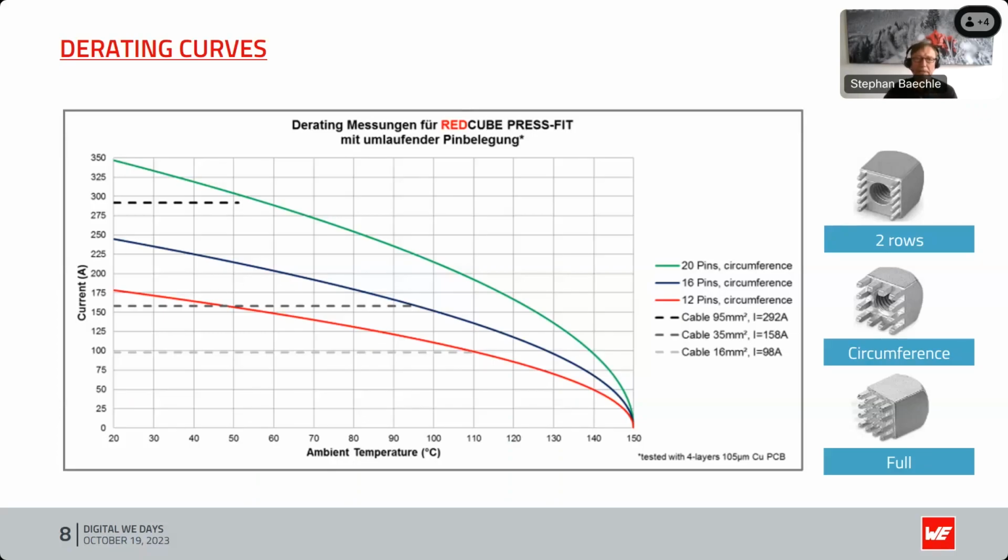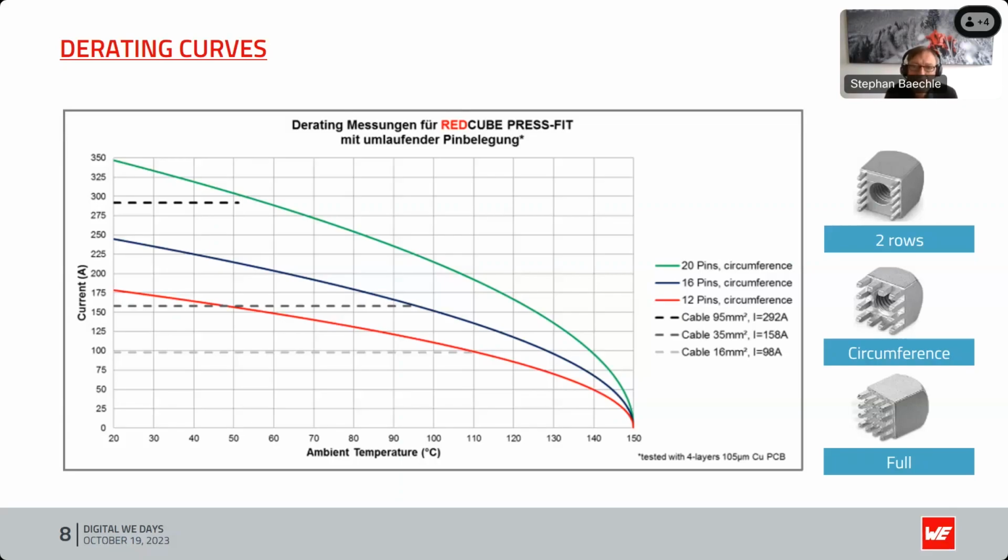On the left side, you can see derating curves for different circumference products. We have one with 12 pins. It goes up to 175 amps. One with 16 pins goes up to 250 amps. And the 20-pin solution goes up to 350 amps. But it also depends on the cable you can apply.